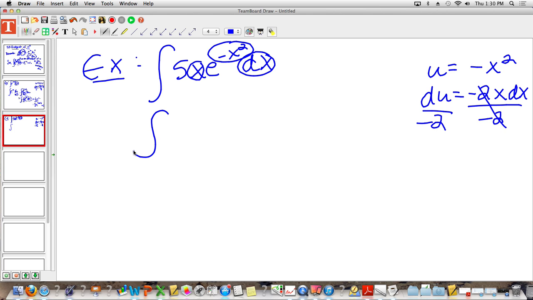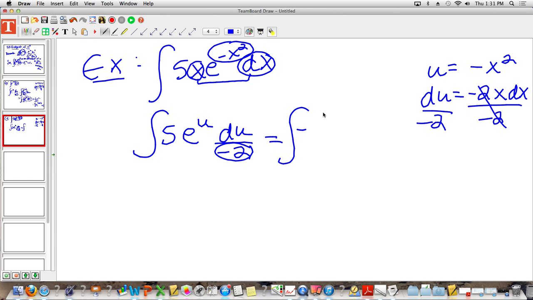So this can be written as, I have to keep my 5 there. I have an e to the negative x squared power. What does that mean? E to the u. I haven't done anything with this x and dx yet. What is x dx? It is du over negative 2. Now I'm just going to do a rewrite because I don't like how this negative 2 is not over here with the 5. So this is the same thing as the integral of negative 5 over 2 e to the u du.